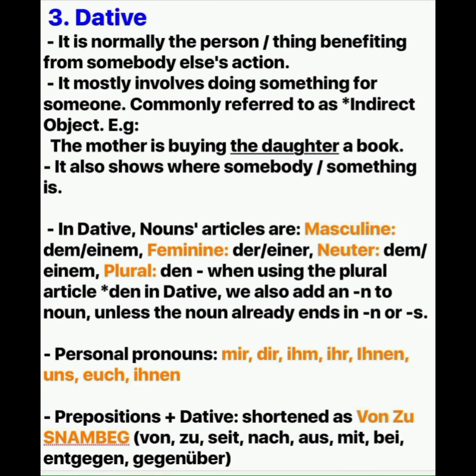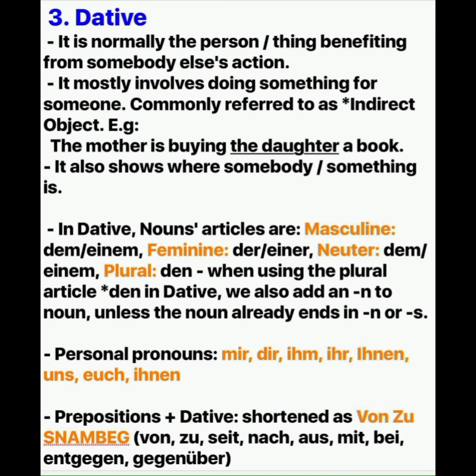It also shows where somebody or something is. Dative also shows location, okay? So in dative now, the masculine articles are now dem, stroke einem. I am really stressing them out so that you get the spelling, yeah? Feminine now is der, stroke einer. Neuter, the same as masculine, dem, stroke einem. And then plural is now den.